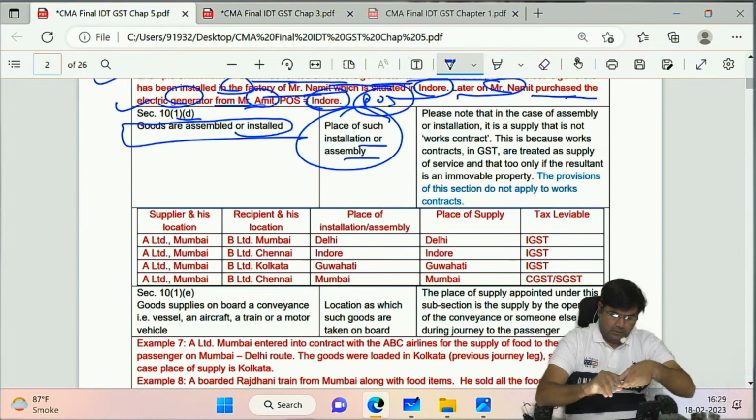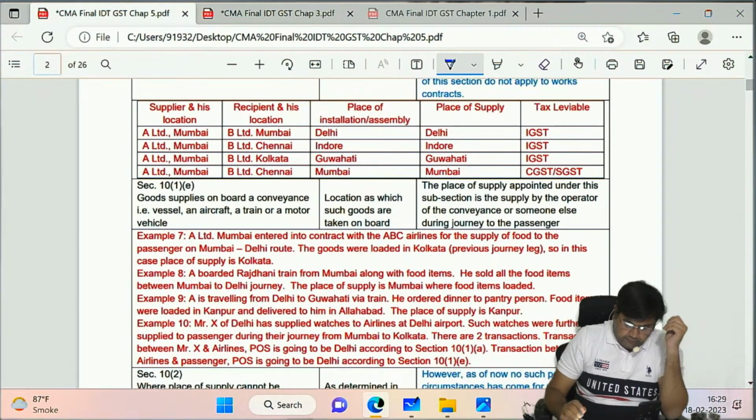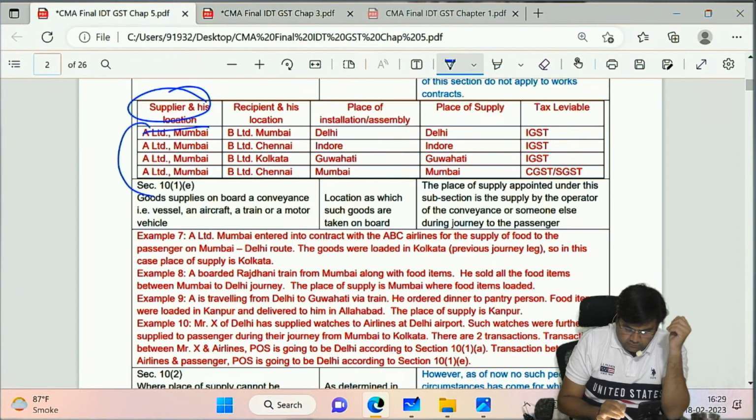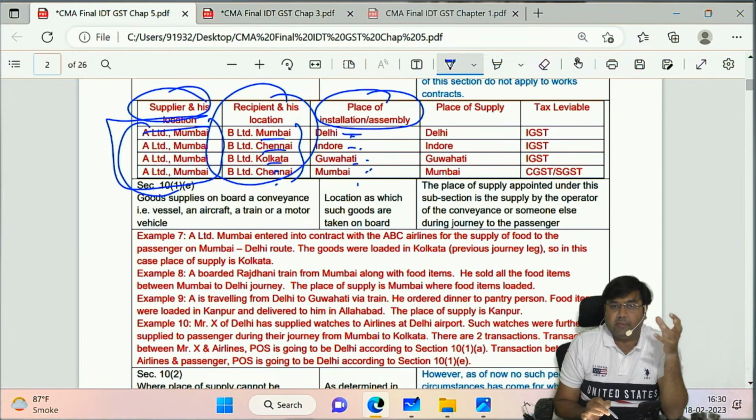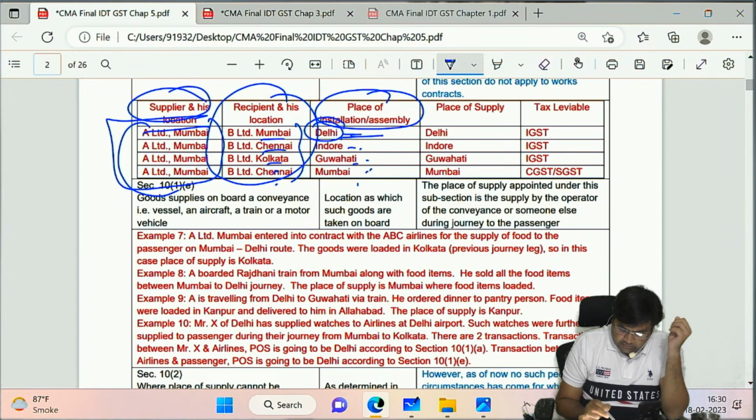Examples. A Limited, Mumbai, the supplier's location. So in all four scenarios it is Mumbai. The recipient locations are different. But the places of installation or assembly are these. So the recipient location is this, but the place of installation or assembly is this. So what is going to be the place of supply? This location: Delhi, Indore, Guwahati, Mumbai.